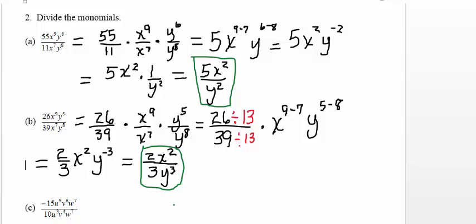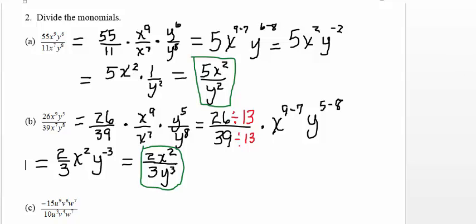And I just want to point out that final answers should have every base appearing once. All grouping symbols should be removed. No power should be raised to powers. And no exponent should be 0 or negative. And notice in both of these answers we fulfill that.